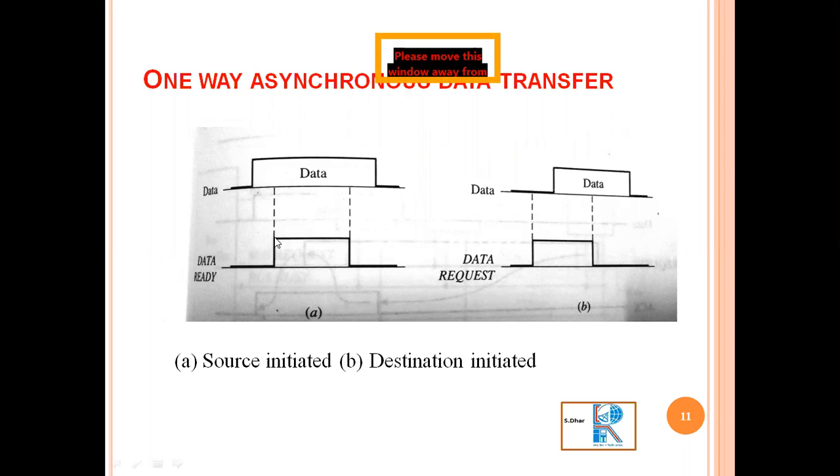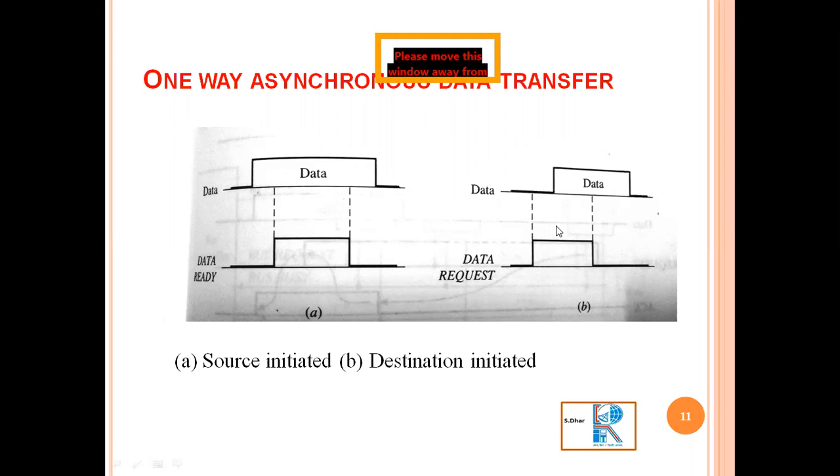After some time, it will make the control signal, data ready, high. That means it gives the signal to the destination: see, the data is ready and it is already given into the data bus. First it will start the data, then it will give the signal and tell the destination that the data is already present in the bus. So this is called the source initiated.